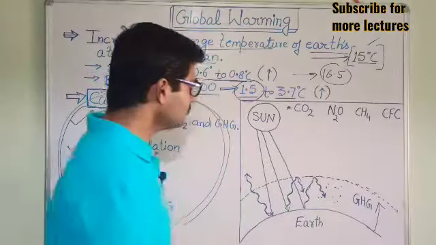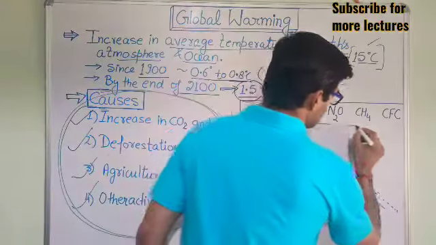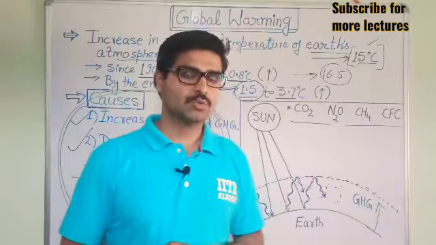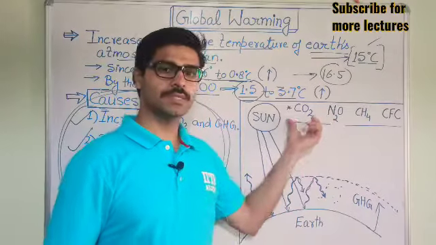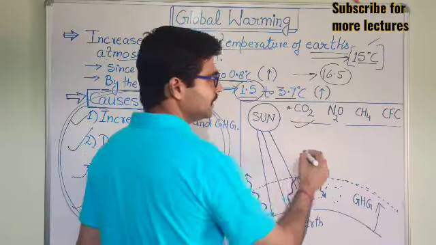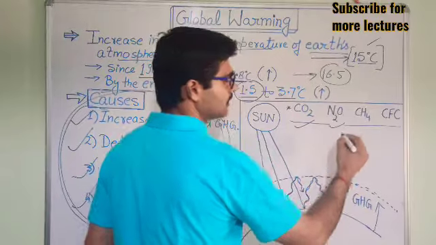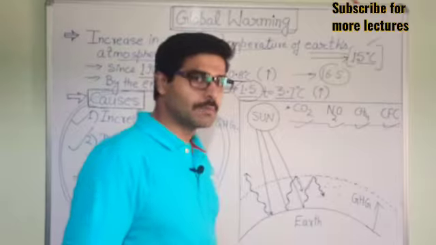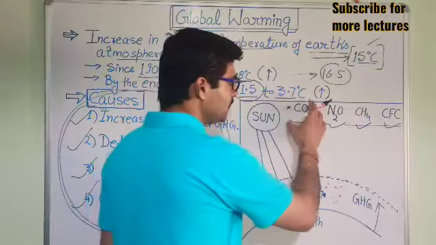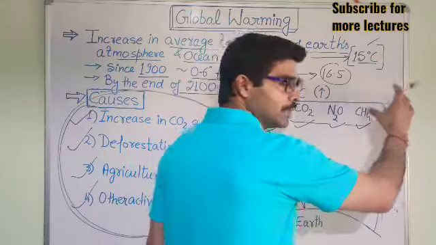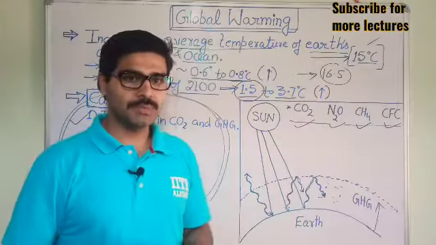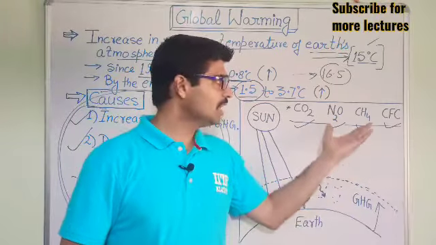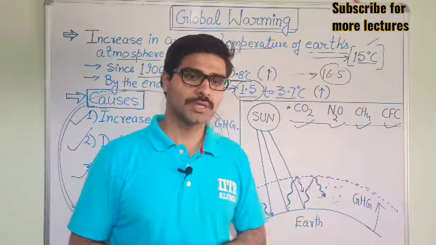Now the major greenhouse gases which cause the greenhouse effect are, first, carbon dioxide, second, nitrous oxide, third, methane, and fourth, chlorofluorocarbon. Now if we try to compare the global warming potential, global warming potential means up to what extent these gases are responsible for global warming and the greenhouse effect.